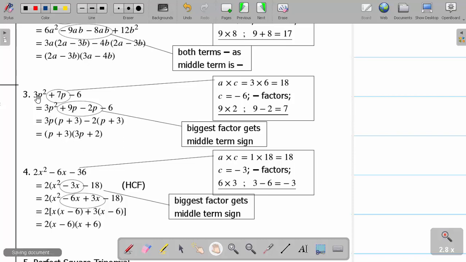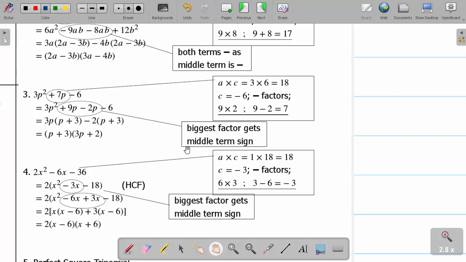Note that 3 times 6 is 18. Look for two numbers that multiply to get 18, but when you add them, give the middle term, which is positive 7. So I have 9 and 2. But because this is minus and this is positive, I'm going to have the 9 be positive, that's the bigger factor, and the 2 be negative, because positive 9 minus 2 gives me 7.